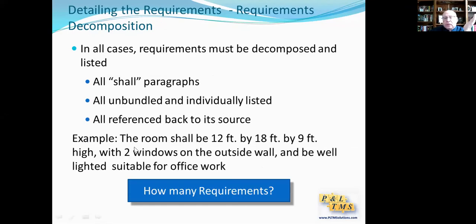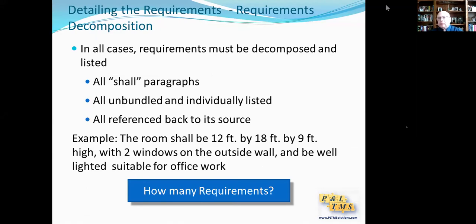One of the things you have to do is take all those requirements and decompose them. Think of it as blowing up all the requirements. You're going to look at all the shall paragraphs. You're going to unbundle them. You're going to list them all individually. And in a smart design, you're going to reference them always back to the source. We'll talk a little bit more about that as I get into the discussion.